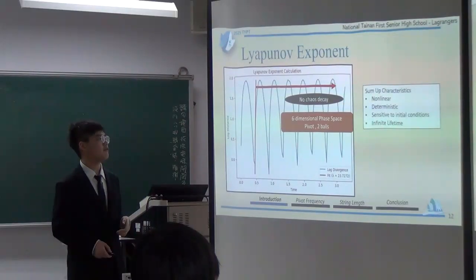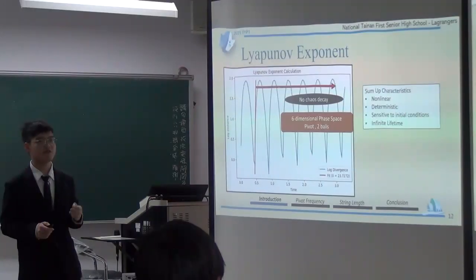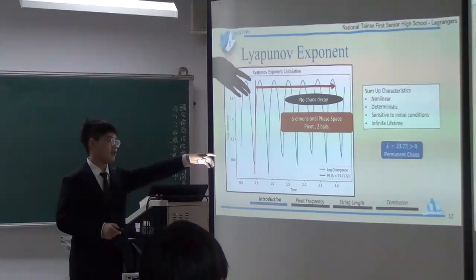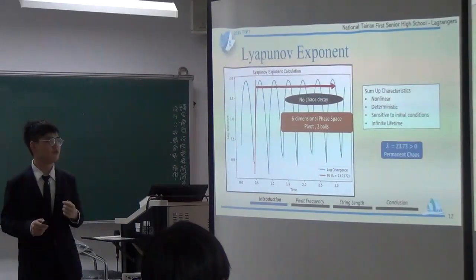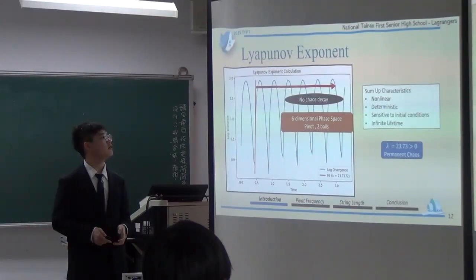Okay, so to sum up the characteristics, we have a nonlinear equation. It is deterministic and sensitive to the initial conditions. It also has an infinite lifetime. So with a Lyapunov exponent of 33.73, which is bigger than 0, we can classify this phenomenon as permanent chaos.